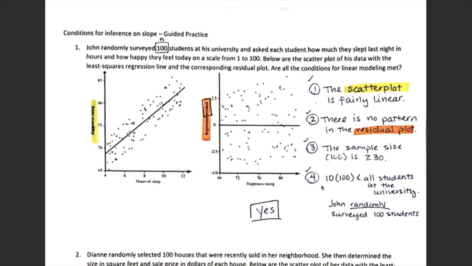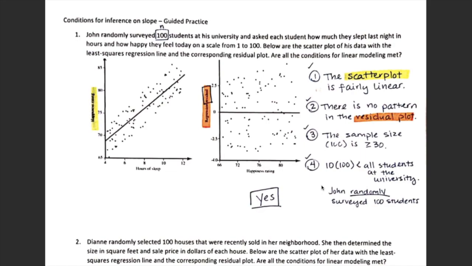Okay, and then the fourth thing you needed to check was independence, right? So is 10 times your sample size less than your whole population? Yes, right? He's looking at students at his university, so all the students at the university is definitely more than 1,000, right? 1,000's less than all the students at the university. Okay, and then don't forget that you also have to make sure that there was some sort of random assignment, random sampling going on. So it tells you up here that John randomly surveyed 100 students. So all four conditions check out. So yes, the conditions are met.